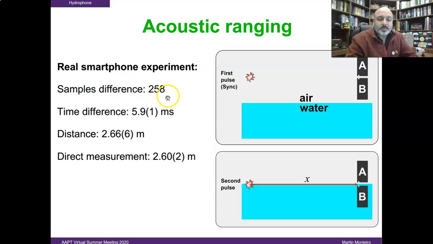and with a procedure similar to the first experiment, we measure the samples difference, in this case 258 samples, or 5.9 milliseconds. From this time difference and knowing the speed of sound in air and in water, we obtain the distance from the sound pulse to the smartphones, in this case 2.66 meters. That is very similar to the direct measurement made with the tape.